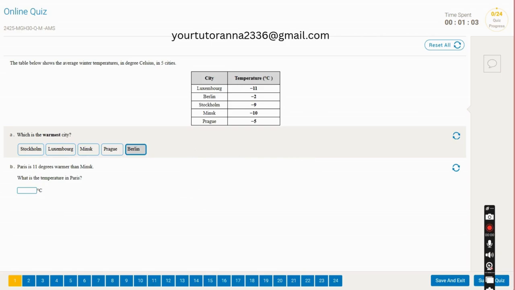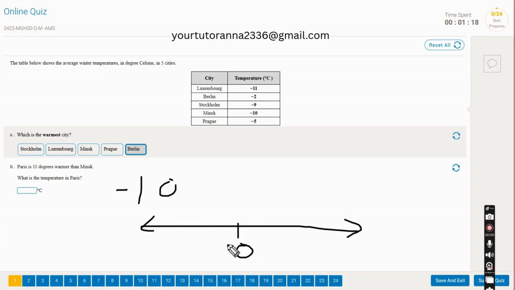What is the temperature in Paris? Now they're saying Paris is 11 degrees warmer than Minsk. So where is Minsk? It's -10, and it's going to be 11 degrees warmer. So let's make a number line again. Let's make a 0 here and -10. Because it's becoming warmer, we're going to go towards the right.